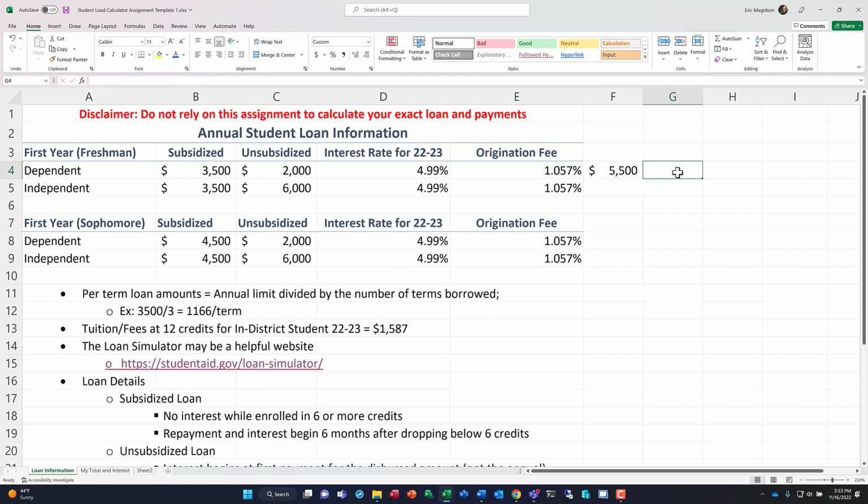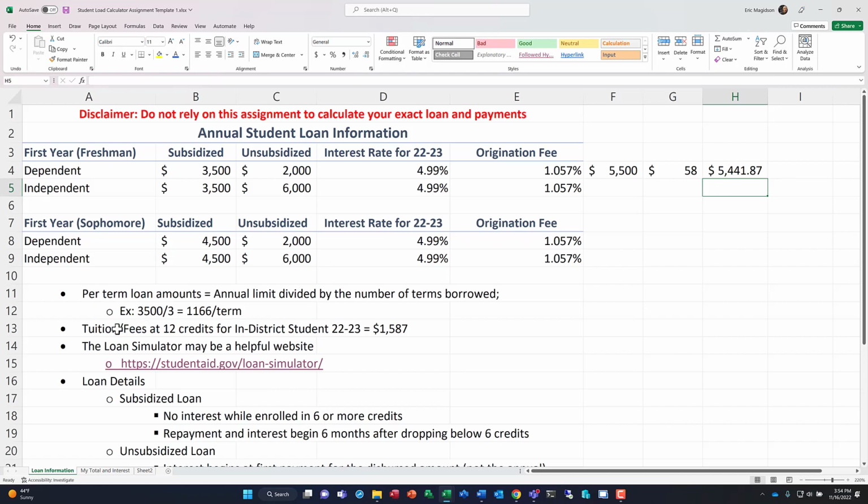But notice with this, what I'm going to do is take my $5,500, which is the total if I'm a dependent that I can take out, times this origination percentage rate. It's going to cost me essentially $58 in processing fee to borrow the $5,500. What do I actually net? How much am I actually going to get? I'm going to get the $5,500 minus the $58, and there is $5,441 essentially. Okay.